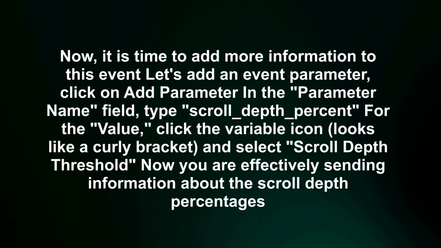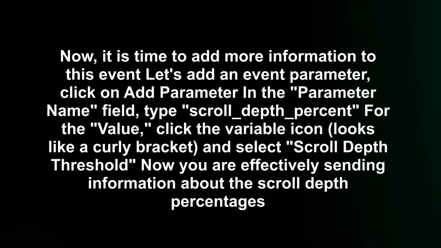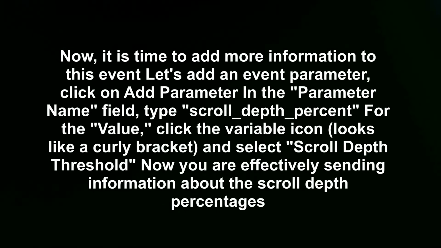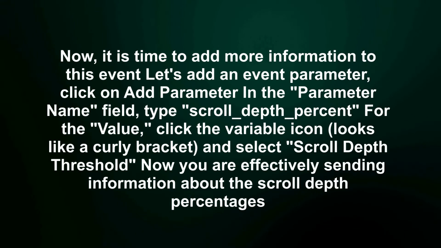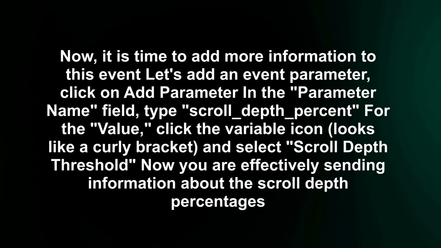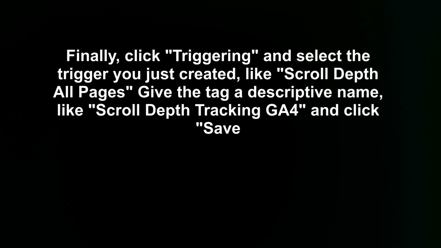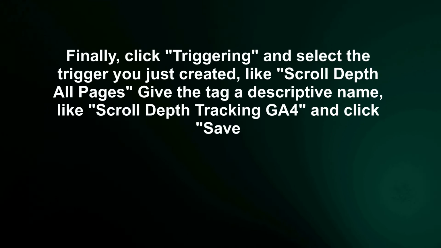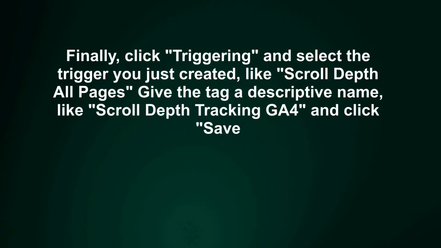Now, it is time to add more information to this event. Let's add an event parameter. Click on Add Parameter. In the parameter name field, type scroll_depth_%. For the value, click the variable icon, which looks like a curly bracket, and select Scroll Depth Threshold. Now you are effectively sending information about the scroll depth percentages. Finally, click Triggering and select the trigger you just created, like Scroll Depth All Pages. Give the tag a descriptive name, like Scroll Depth Tracking GA4, and click Save.